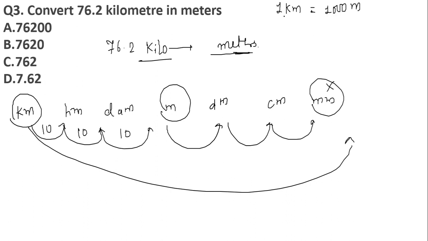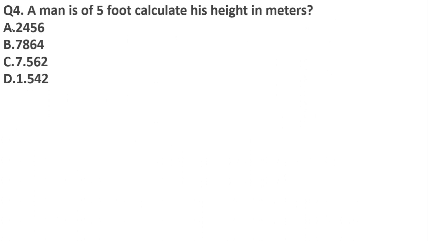A simple conversion. So 76.2 kilometer is equal to how much? This will give me 76.2 into 1000. We simply do the cross multiplication. The 1 and 0 get cancelled along with the decimal point, so 2 zeros are left. This gives us 76200. So option A is the correct answer for the given question. Moving on to the next question now.